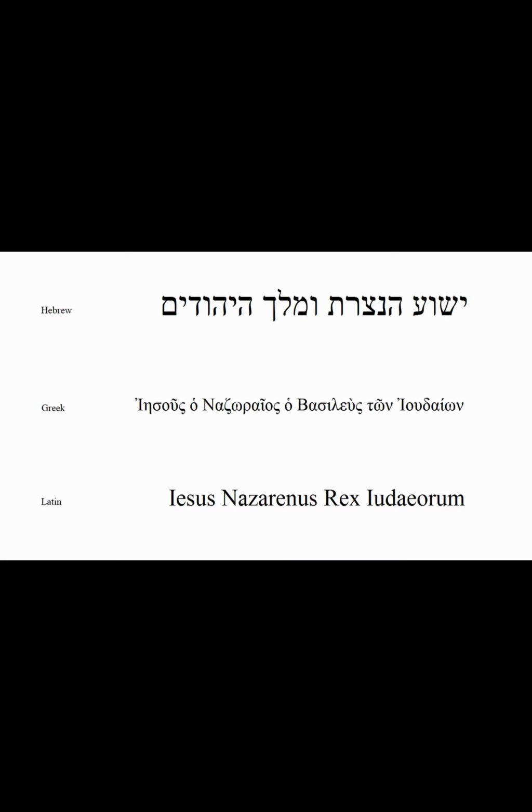In the middle of the plate, we have a Greek version of what Pilate wrote, and at the bottom, a Latin version. It is from the Latin inscription we get the famous acronym INRI, which is simply the first letters of each Latin word used. The Latin version said the same as the other versions, Jesus of Nazareth, King of the Jews.